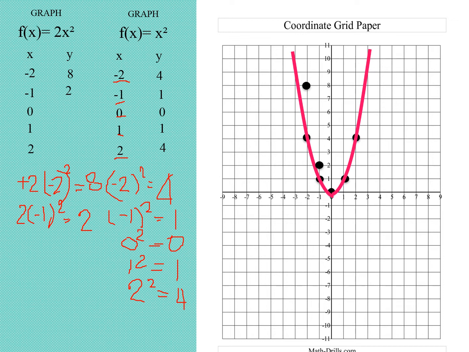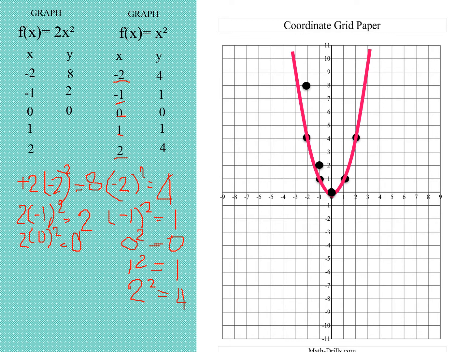Next, how about when our x is 0? So, we have 2 times 0 squared. 0 squared will be 0, times 2, then 0 also. So, we have 0 and 0. So, our point is there.